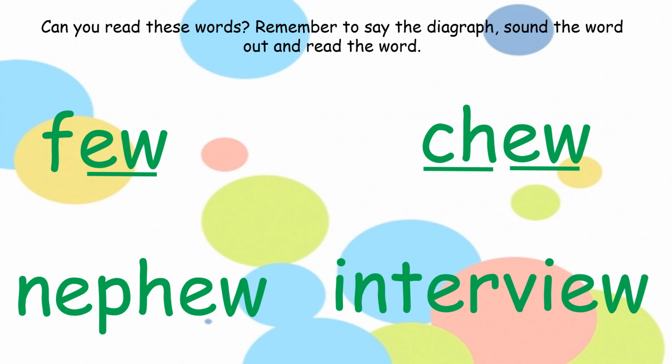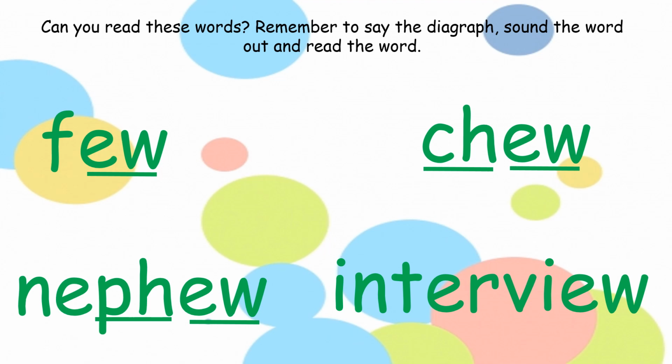Your third word, can you spot the digraph? Amazing, there are 2 digraphs in this one, and the 2 digraphs are f and oo. Now let's use our sounds. N, e, f, oo. Nephew. As if we can say, I have a nephew, or my sister's son is my nephew.